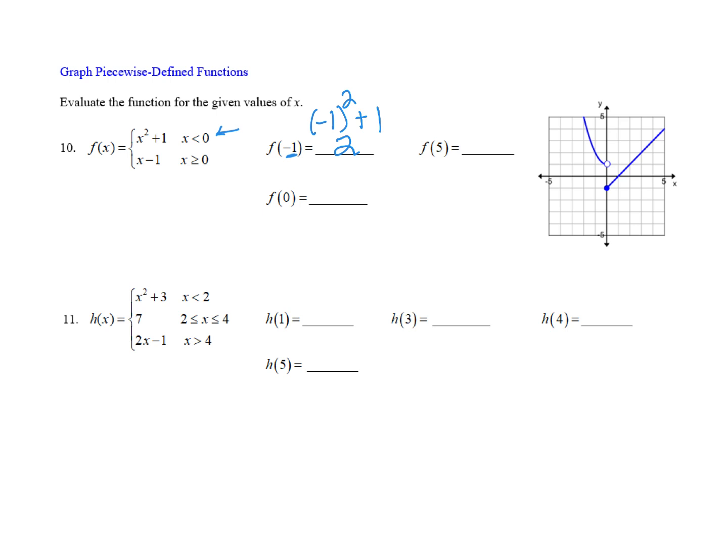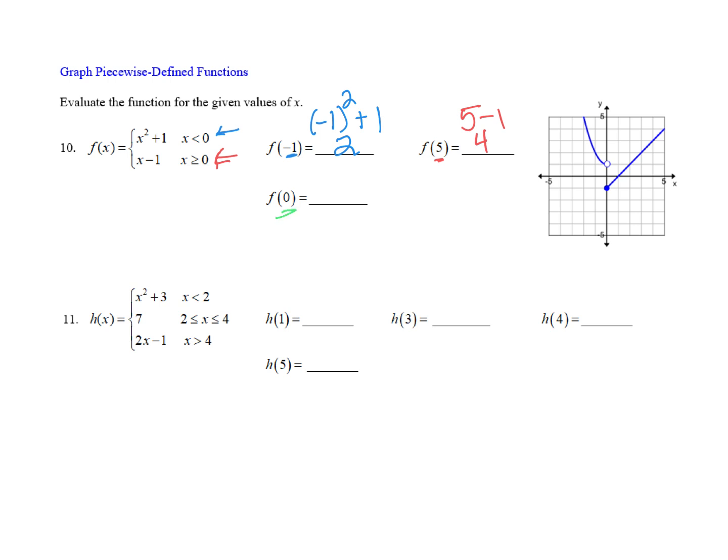All right, let's do f of 5. Well, where does f of 5 fall into this function? Well, 5 is greater than 0, so it's going to fall right there in the second piece, the bottom piece, x minus 1. So I'm going to plug 5 into x minus 1, and that result is 4.